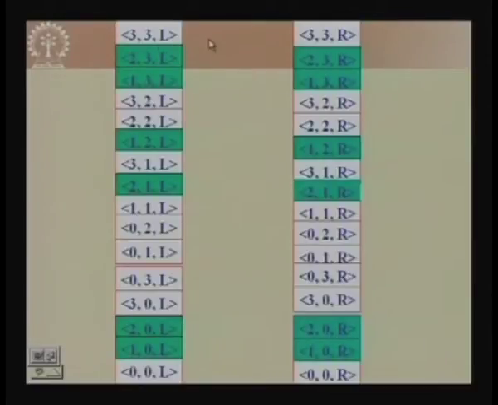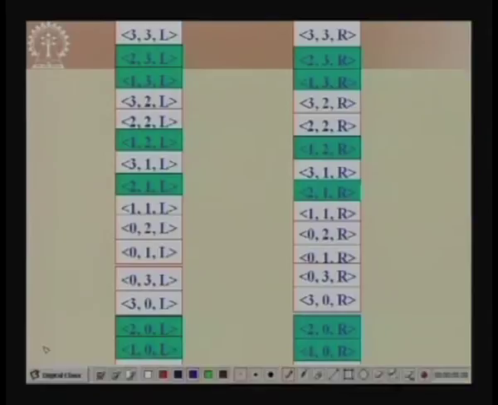Now, what we find is that each state is represented by a 3-tuple M, C, B. So, M can take 4 values 0, 1, 2, 3, C can also take 4 values 0, 1, 2, 3 and B can take 2 values L or R. Therefore, the possible number of states are 4 into 4 into 2, that is 16 into 2, 32. These 16 contain the boat on the left side, these 16 contain the boat on the right side.